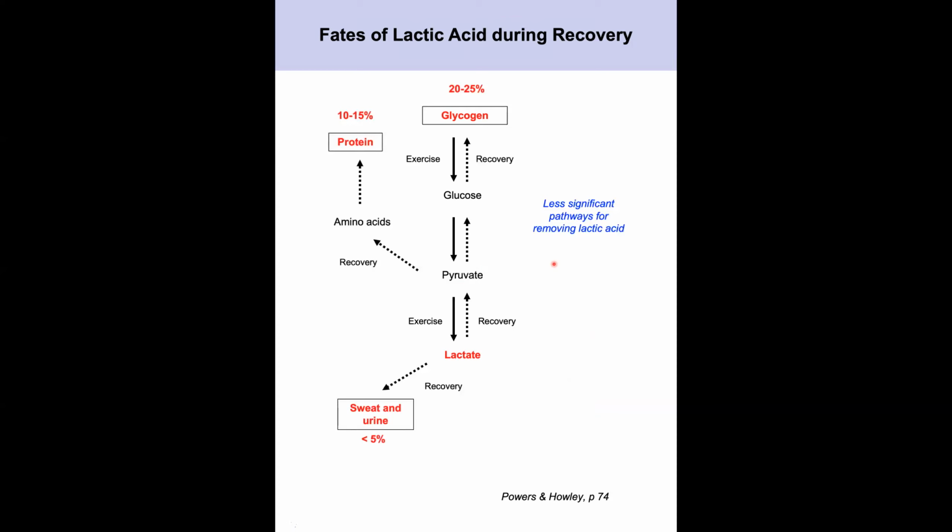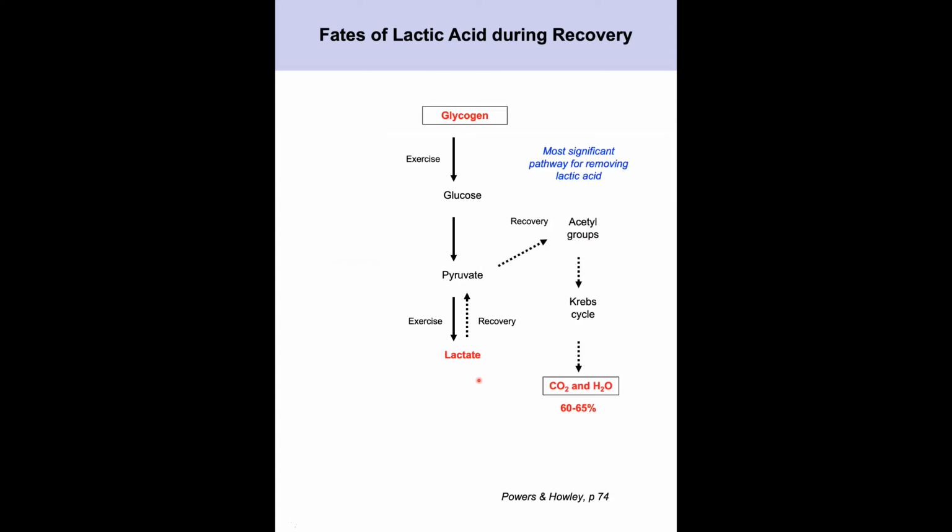Some other methods, some more passive methods, would be to recycle pyruvate to an amino acid and it'll produce a protein. You can return it back to glycogen and store it, and then some of it will come out in your sweat and urine. So there are a bunch of different fates. What I ask you to know is not necessarily the details of this, but just to know that it can recycle to protein, glycogen, sweat, and urine.